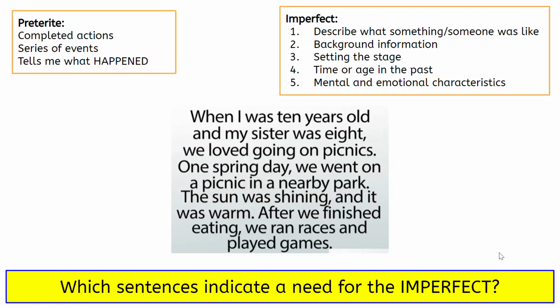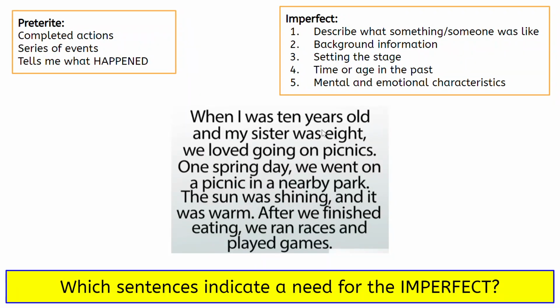Okay, let's look at this little paragraph in English. And let's find out what parts of this paragraph are in the imperfect, meaning background information, setting the stage, what something or someone was like, time or age, mental and emotional characteristics. When I was 10 years old and my sister was 8, we loved going on picnics. One spring day, we went on a picnic in a nearby park. The sun was shining and it was warm. After we finished eating, we ran races and played games.